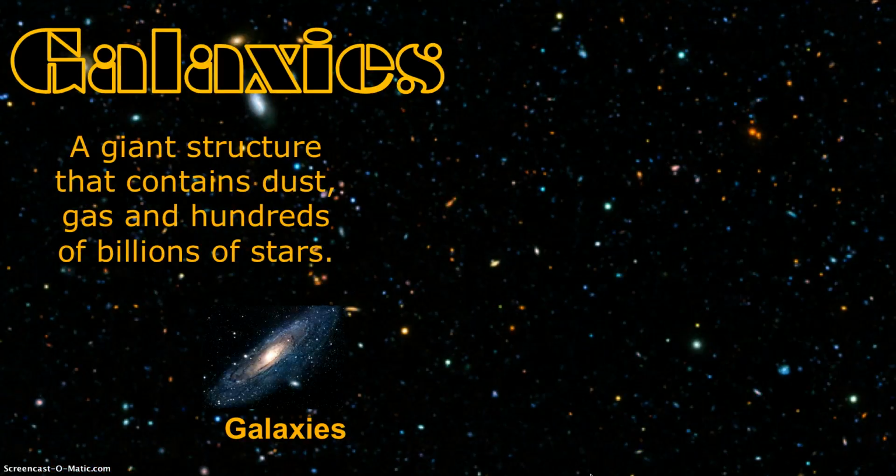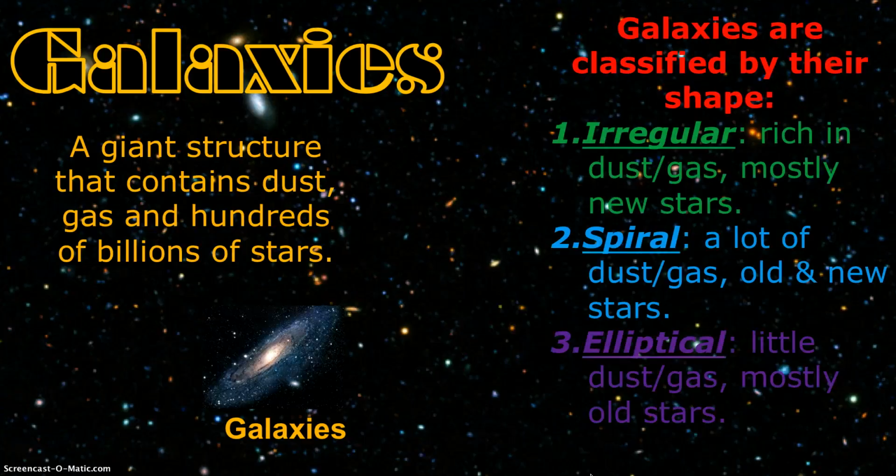So within the universe, we have galaxies, and they're defined as giant structures that contain dust, gas, and hundreds of billions of stars. And we can find 100 billion galaxies within our universe. And galaxies can be classified by their shape. We have 3 categories of galaxies.